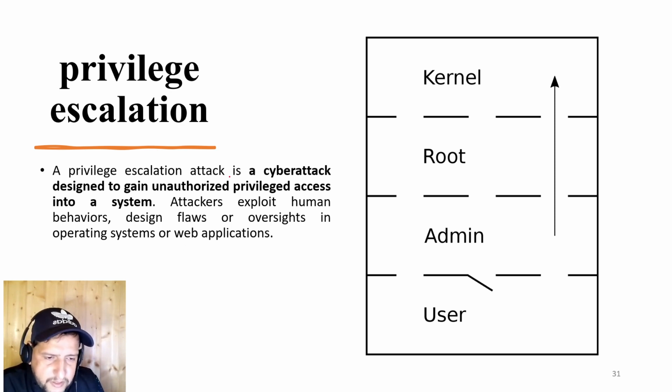Privilege escalation is a cyber attack which is designed to gain unauthorized privilege access into a system. Attackers exploit human behavior, design flaws or oversight in operating system or web application. Like, you start as a user, you get admin, from admin you get root, then you go to kernel.